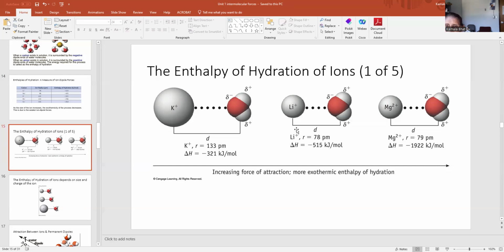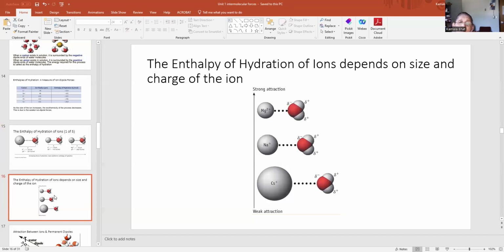Now, the magnesium plus 2 ion's radius is very much closer to the lithium ion, as you can see, because its radius is 79 picometers. And look at the effect of the cation losing 2 electrons on the enthalpy of hydration. It becomes negative 1922 kilojoules per mole. Increasing force of attraction, more exothermic enthalpy of hydration.